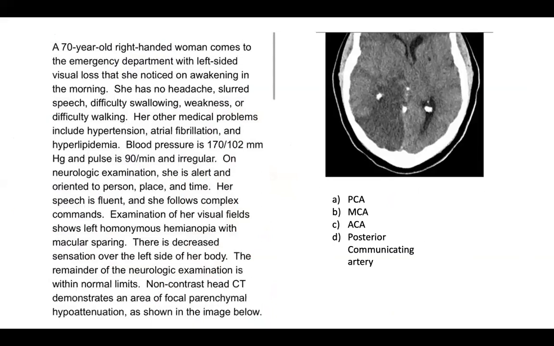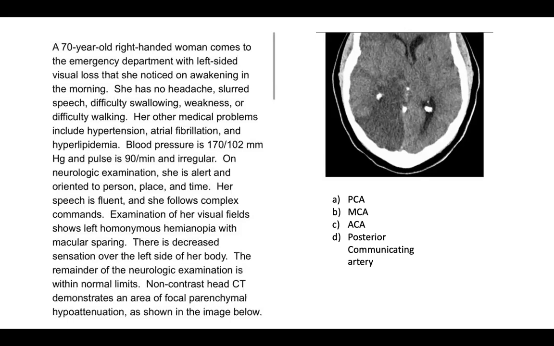A 70-year-old right-handed woman comes to the emergency department with left-sided visual loss that she noticed on awakening in the morning. She has no headache, slurred speech, difficulty swallowing, weakness, or difficulty walking. Her other medical problems include hypertension, atrial fibrillation, and hyperlipidemia. Blood pressure is 170 over 102 millimeters of mercury, and the pulse is 90 per minute and regular. On neurologic examination, she is alert and oriented to person, place, and time. Her speech is fluent, and she follows complex commands. So, so far she is okay, except for the left-sided visual loss.